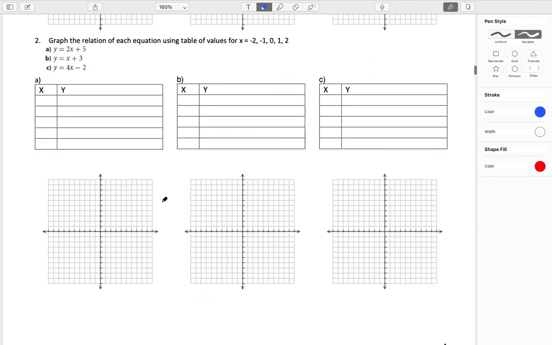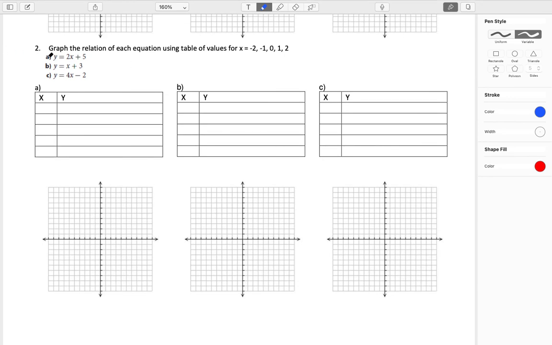And lastly, what if I were to give you an equation and you have to make a table of values? When you're making a table of values for x, always use -2, -1, 0, 1, 2, the central values. So let's try the first example: y is equal to 2x plus 5. So -2, -1, 0, 1, 2. I'm going to plug -2 into x. So 2 times -2 plus 5, which is -4 plus 5. When you add it, it becomes 1.